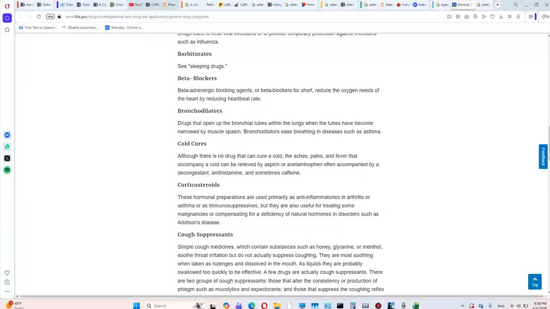Cold cures. Although there is no drug that can cure a cold, the aches, pains, and fevers that accompany a cold can be relieved by aspirin or acetaminophen, often accompanied by a decongestant, antihistamine, and sometimes caffeine.